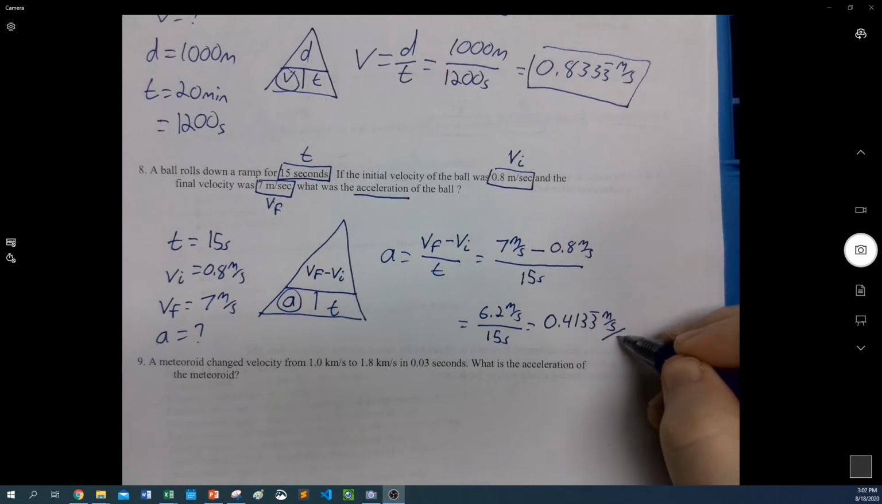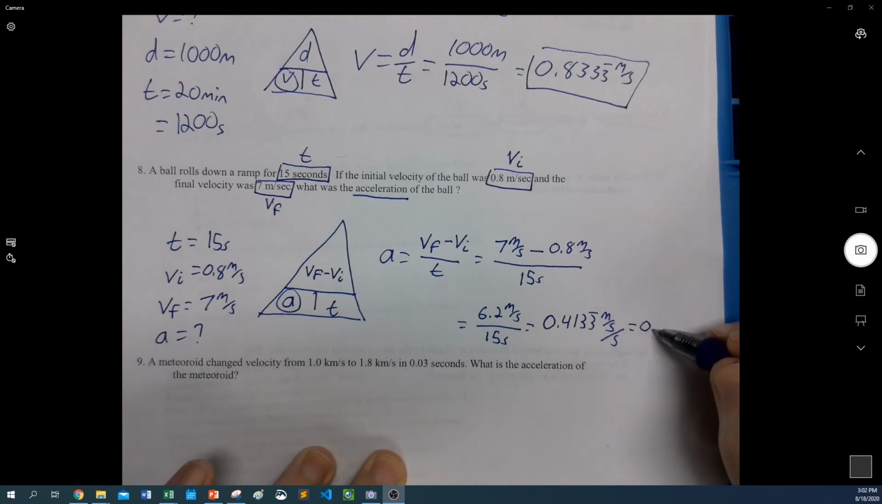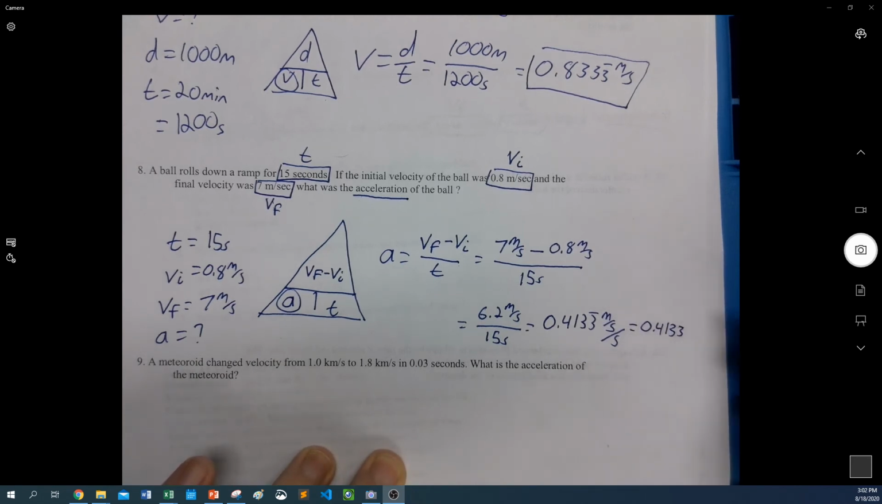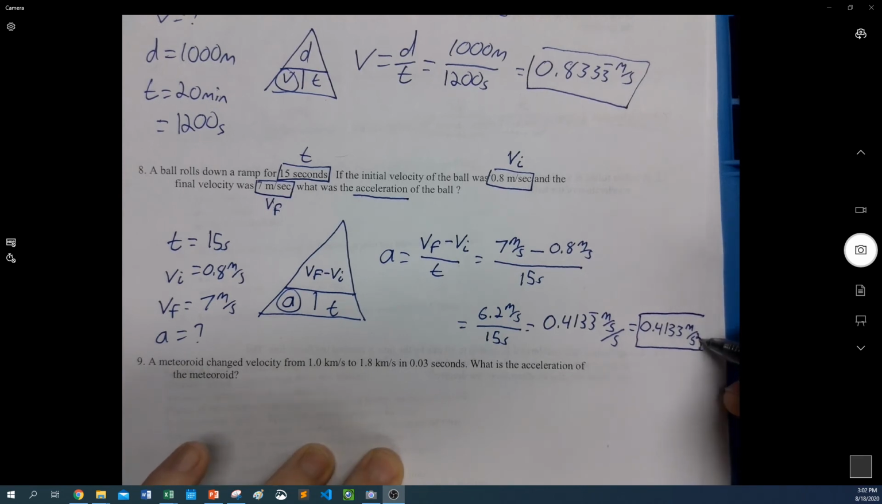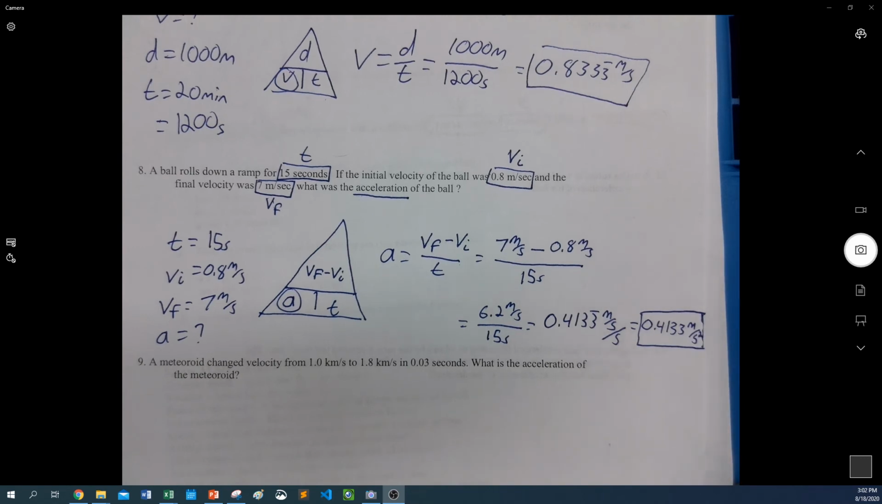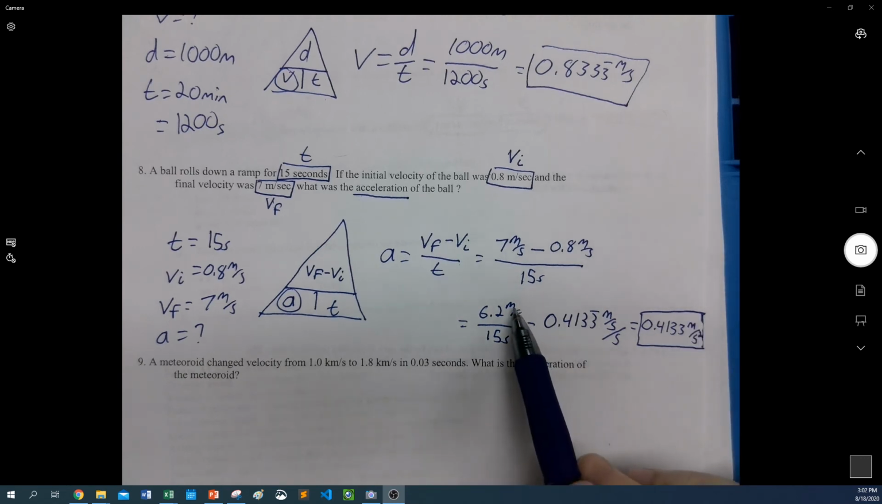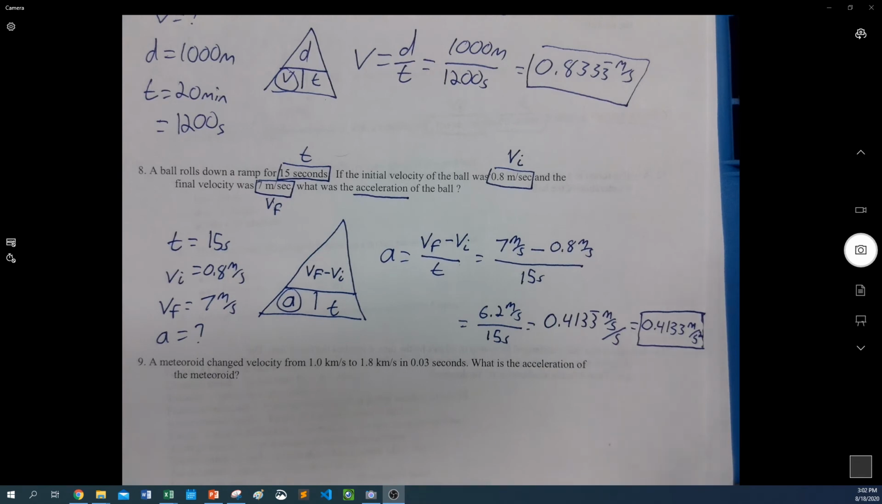Meters per second per second. I don't like writing it like this. You will see the answer. You should write it like this: meters per second squared. So the units are going to be the units of velocity divided by the units of time. Meters per second. Just simple math.